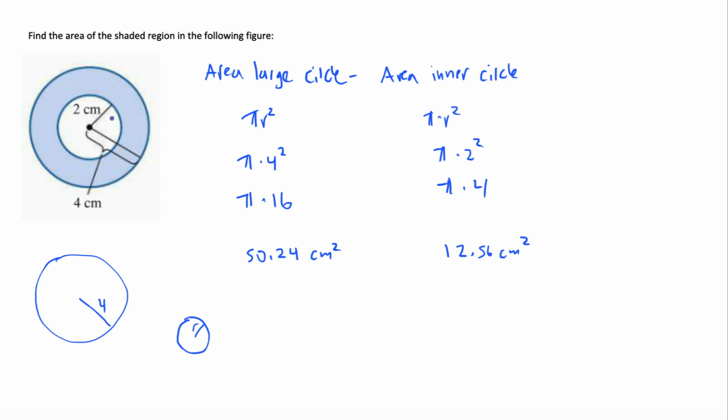So in this case, the area of the shaded region is just going to be the difference of these two. So 50.24 minus 12.56, and that gives us 37.68 centimeters squared.